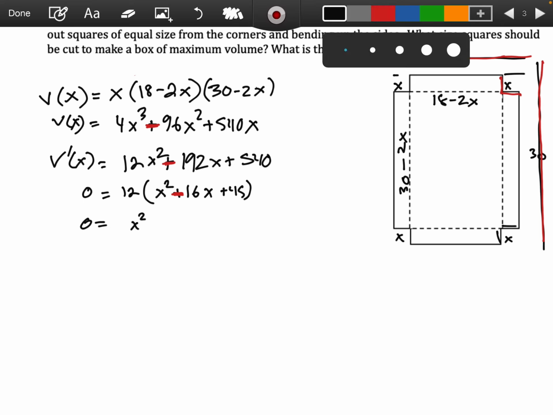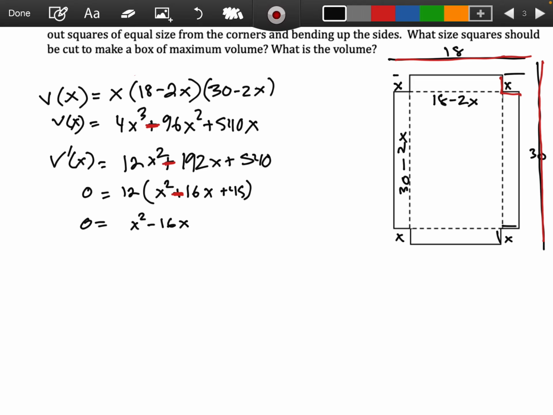Glad I caught that right now. That would have been a waste of recording. So anyways, if I look at this equation, I'm thinking, what can I add, or what can I do to make this into a perfect square, all right?